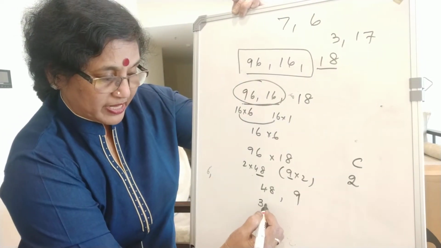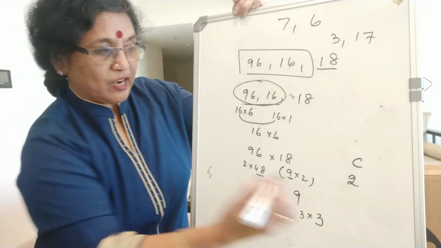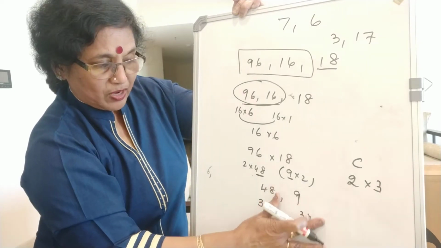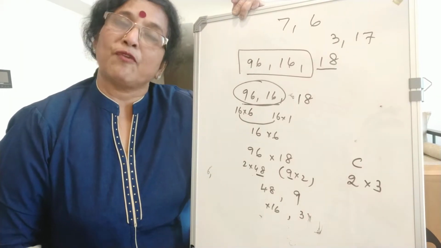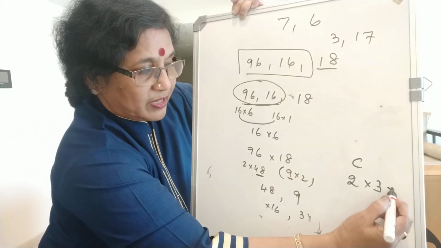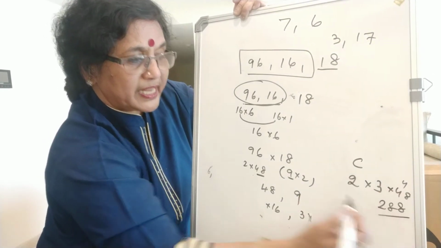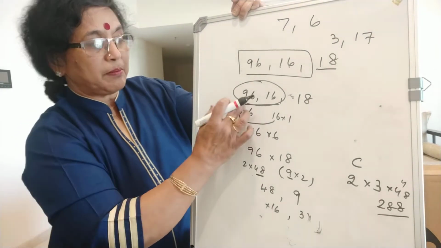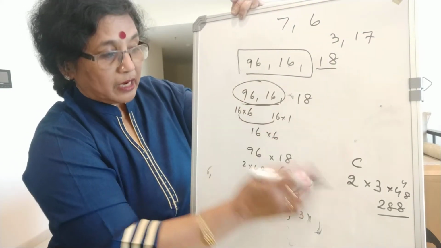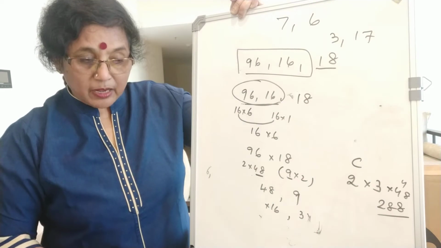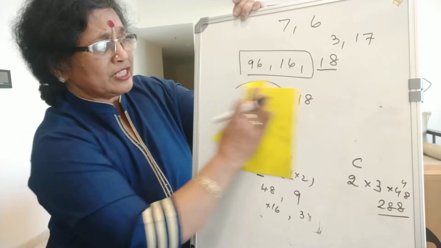3. So this is 3 into 16 and this is 3 into 3. So therefore again the common factor is 3. I remove the common factor. Right? And what is the LCM of 16 and 3? 48. So I have 48. So 6 into 48, 6 into 4 is 24, 288 is the LCM of all these 3 numbers. 288 can be divided by 96, and then 288 can be divided by 16, and 288 can be divided by 18 too. Right? So this is one method.